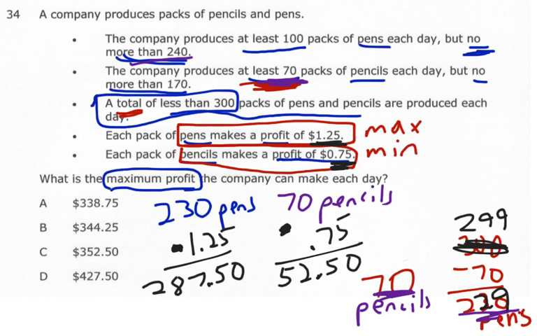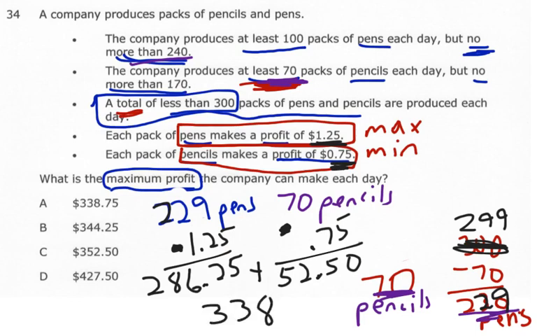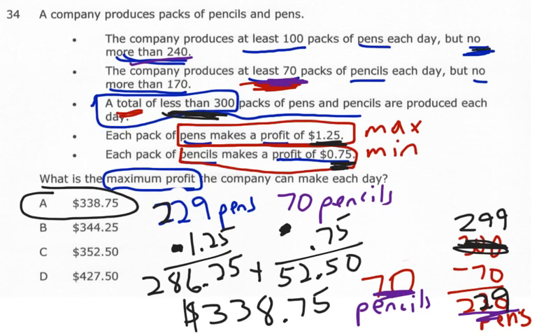So I'm going to make a correction to my work. Alright, now I just corrected that. So 229 times 1.25, or $1.25, gives us 286.25. And then plus the pencils were 70 times 0.75, gives us 52.50. If I add those two numbers together, that's my total profit, which would be $338.75. Choice A. So read that very carefully. Less than means it can't be the number. The no more than means it can be the number or less than the number. So that's like a less than or equal to sign there, and here it's like a less than sign.